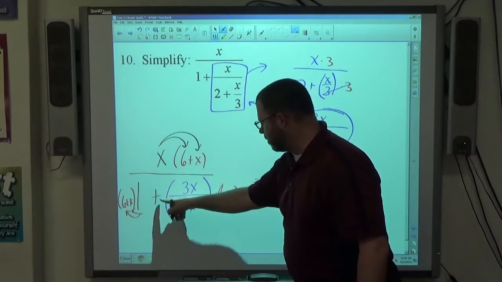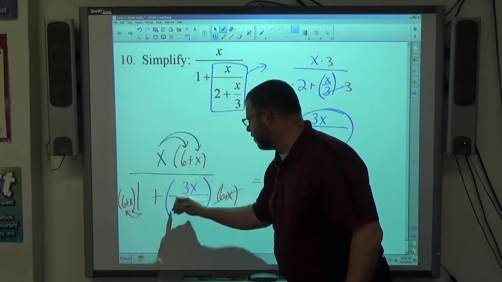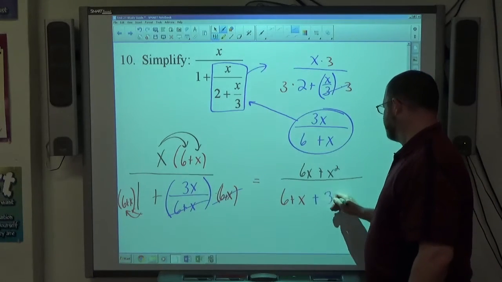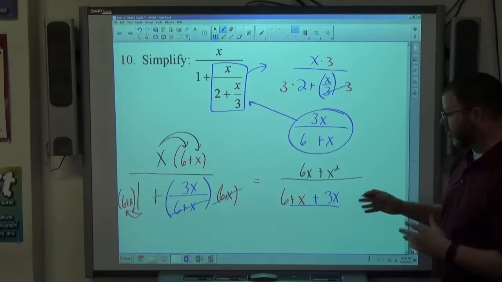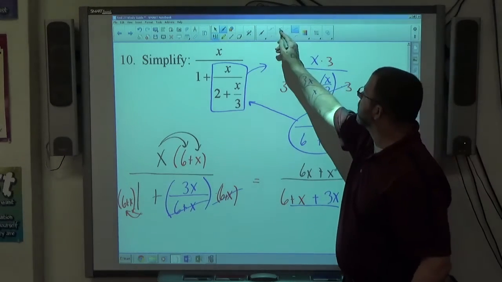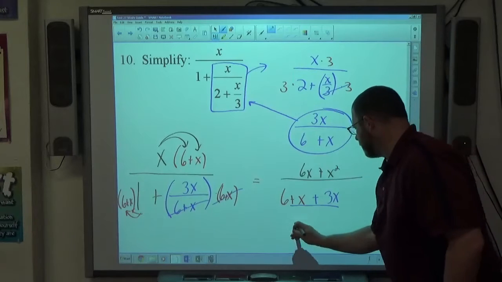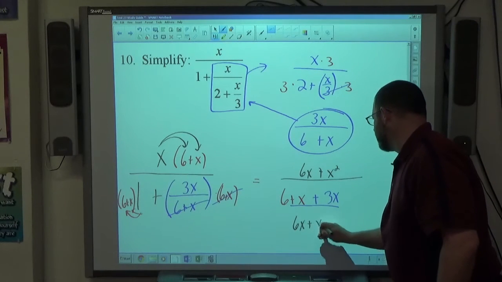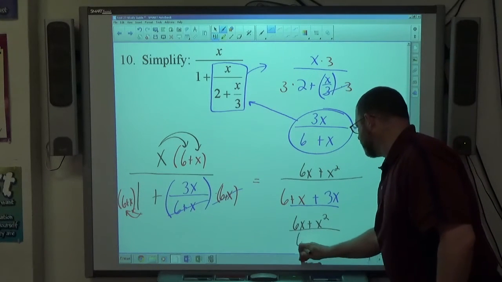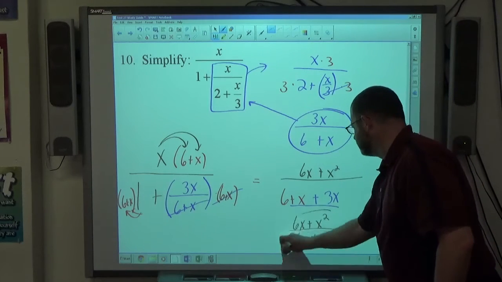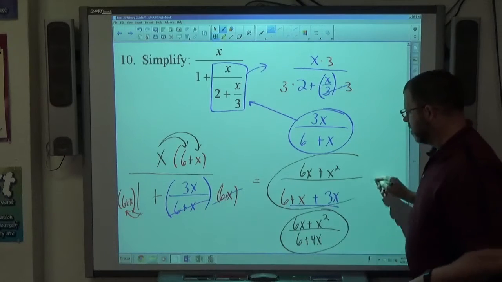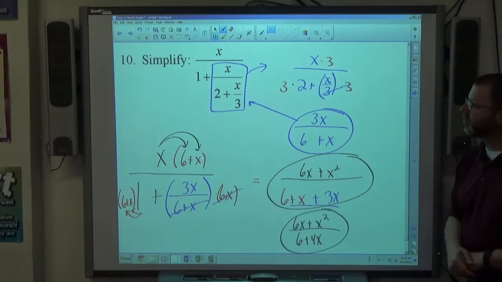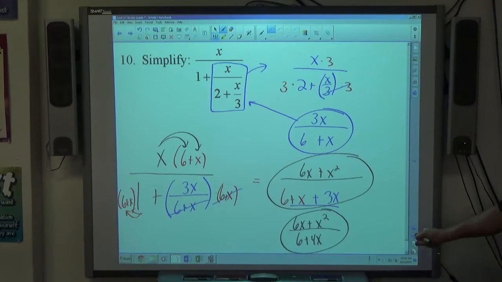This term here plus this thing, 6 plus x cancels 6 plus x, so it's plus 3x. That's the correct answer. I do happen to notice that we have some like terms. We should always add like terms when possible. So my best final answer is going to be 6x plus x squared on top and 6 plus 4x on the bottom. I would not count this wrong, but do look for like terms whenever you're dealing with simplification of fractions.